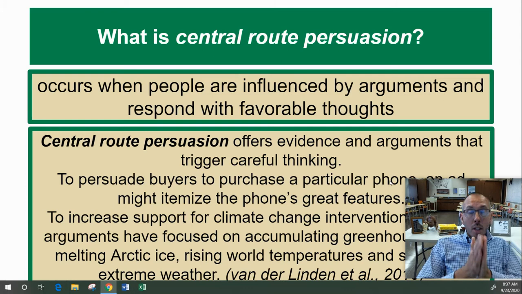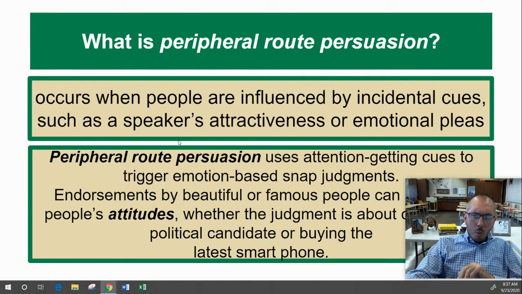But if you think about most of the ads that you see on TV, you're going to notice they use the second approach, the peripheral route to persuasion. Here, they're not going to talk to you about facts and figures and data about the actual decision. They're going to try to trigger emotion-based snap judgments. They're going to use someone beautiful or famous to get your attention and make you want to be like that person. The peripheral route to persuasion is how we see most of our commercials, where they're trying to make us laugh or cry or be influenced by a famous person.